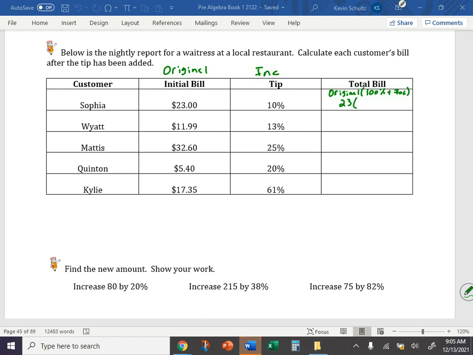Okay? We're going to take that times 100% plus the amount of the increase. What was the amount of the increase? 10%. Okay? Now, what's 100% plus 10%? 110%. So this becomes 23 times 110%. Following so far? Okay. Now to put this in our calculator, we're going to convert to a decimal. So what is 110% as a decimal?